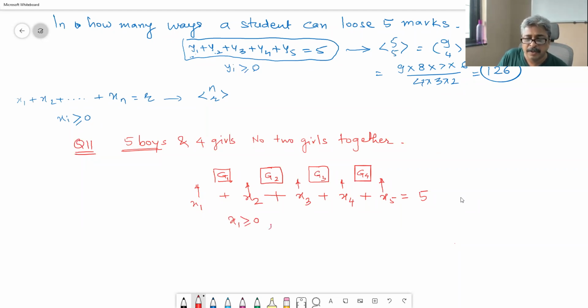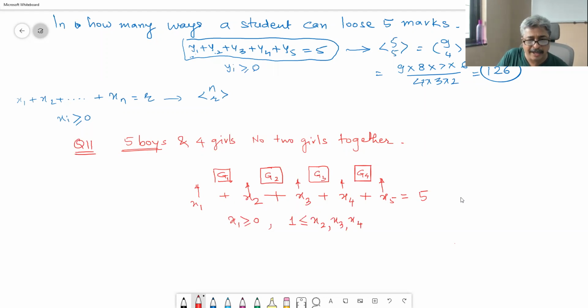However, x2, x3, wait, what is the condition on x2, x3, x4? 1 should be less than or equal to x2, x3, x4.